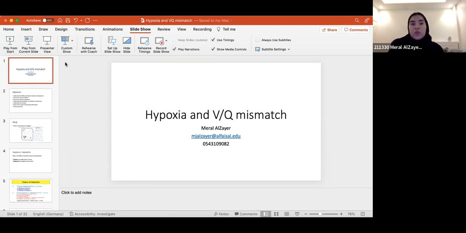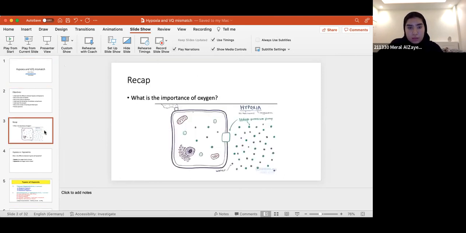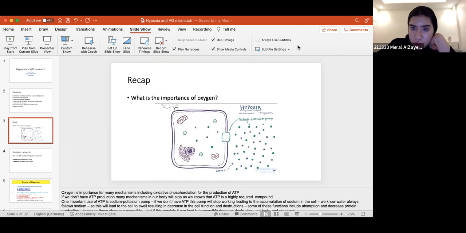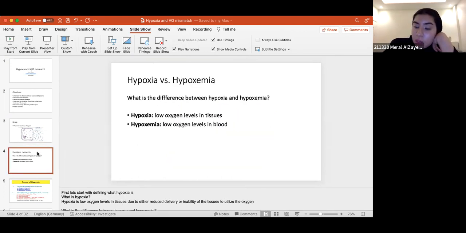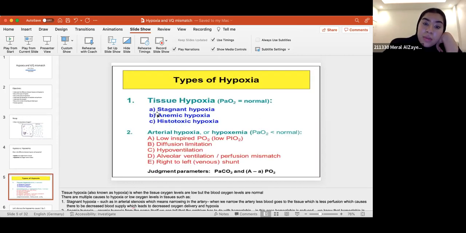So as a quick recap, first, we gave a recap of why oxygen was important. Then we discussed the difference between hypoxia and hypoxemia. We talked about the five causes of hypoxemia or arterial hypoxia, and the 3 causes of hypoxia or tissue hypoxia, and the 5 causes of hypoxemia are what's actually important for the lecture.